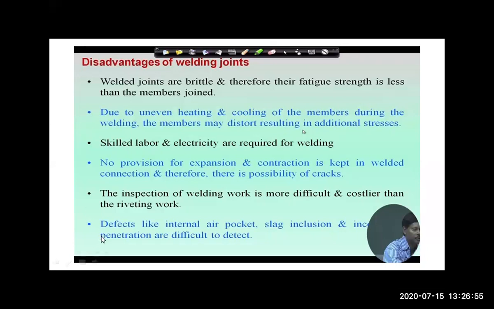Then the next disadvantage is that defects like internal air pockets, slag inclusion, and incomplete penetration are difficult to detect. It means that at the time of welding, there may be air pockets developed during the welding process.